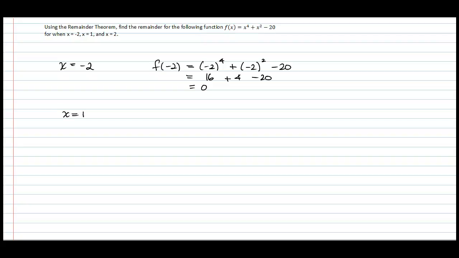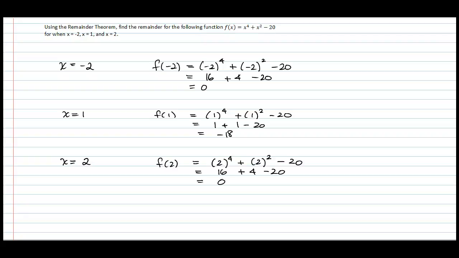Let's evaluate the function at 1. Its remainder is negative 18, so that means that x minus 1 would not go into the function evenly. And let's evaluate it at positive 2. And again, 0 is the remainder for f of 2, so that means that the expression x minus 2 would go into the function evenly.